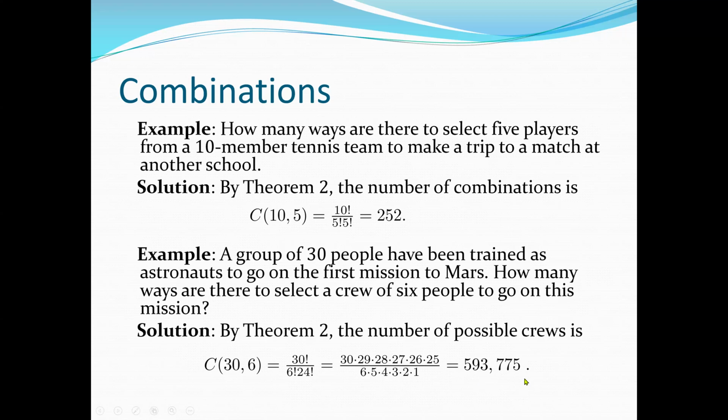593,775. So again, in the first example, we select 5 persons from a 10-member tennis team. So 5 will be R and 10 will be N. So we get C(10, 5), then we apply the formula: N factorial over N minus R factorial times R factorial. Here also we have a group of 30 people and we want to select 6 out of them. We want to know how many possible combinations of 6 out of them we can get. So N is 30, R is 6, and the possible combination will be 593,775.